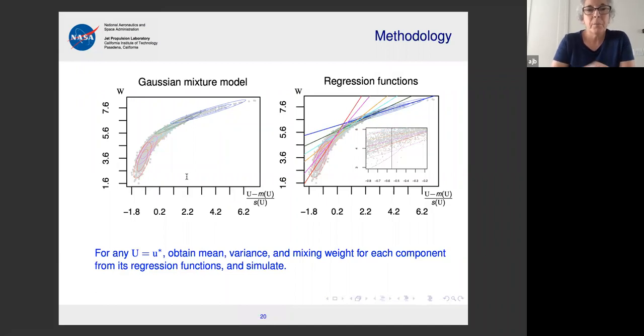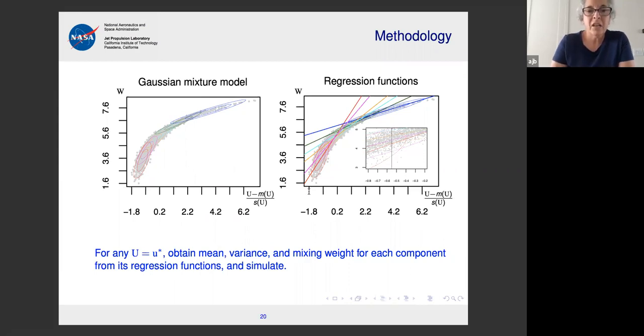So each data point here in principle could be a member of any of the Gaussian components in this model, but obviously a data point over here is much more likely to be a member of the blue mixture component than the orange one way on the left. So I can fit the Gaussian mixture model. Each Gaussian component has a regression line, and each Gaussian component also has a covariance matrix, or in this case, just a variance, which is what I was trying to indicate with this little inset.